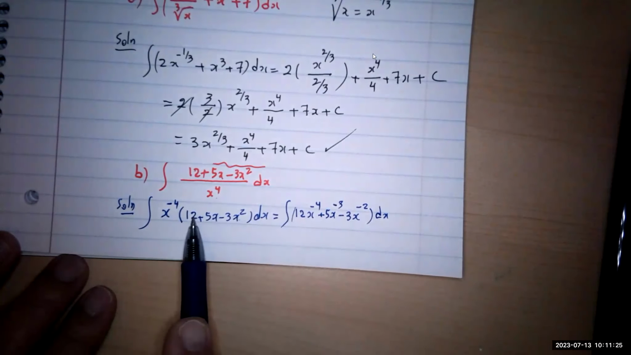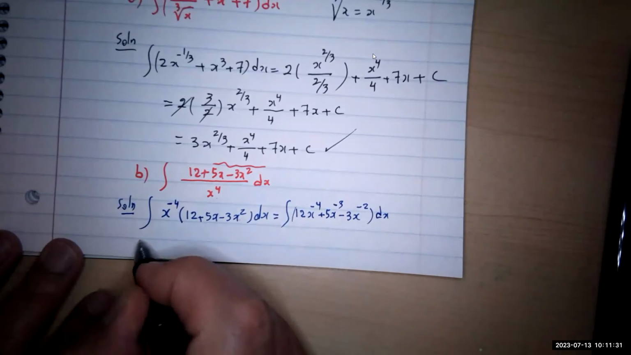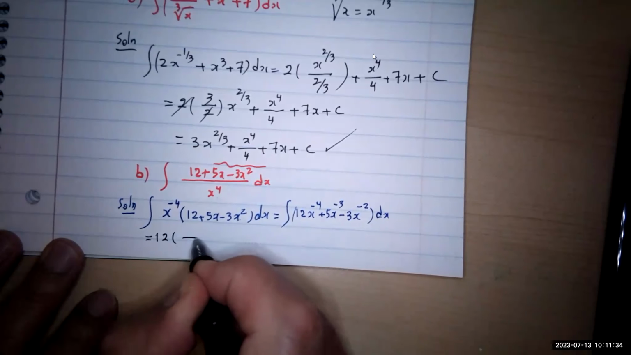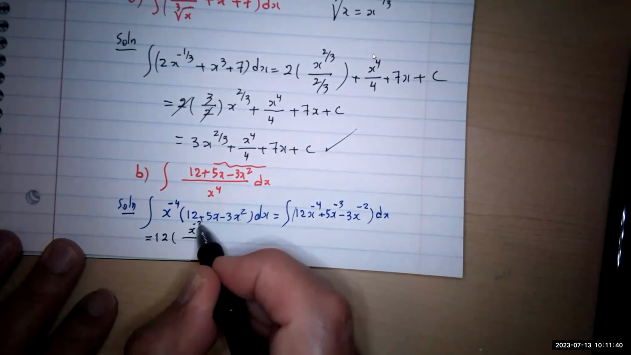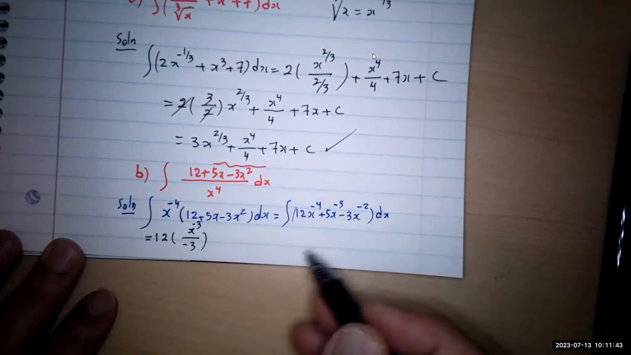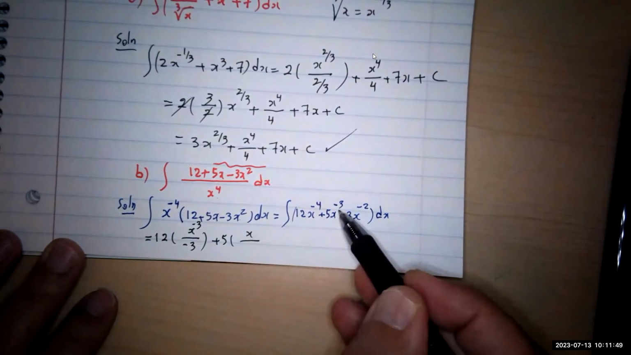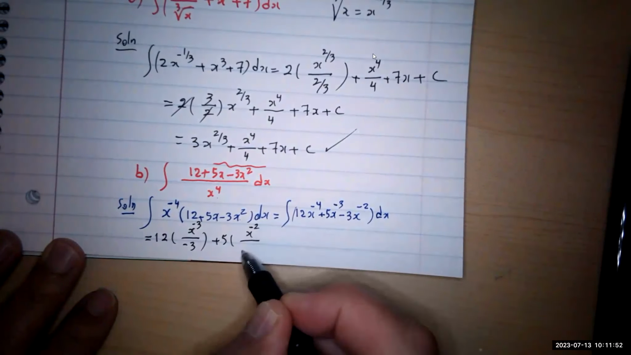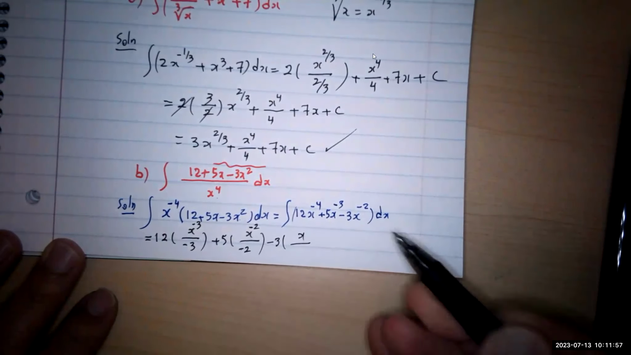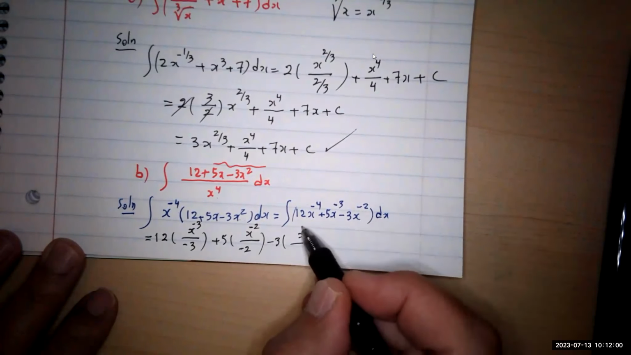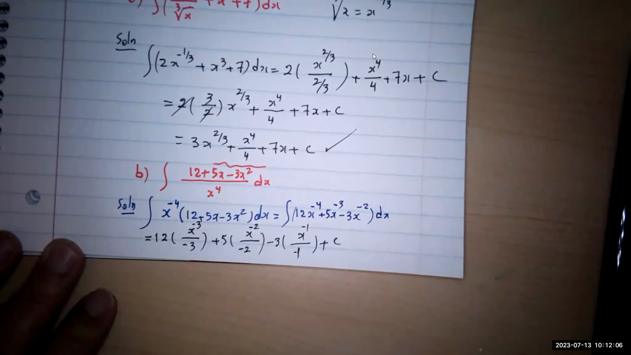Make sure you multiply by everything inside, not just the first one. The rest are just standard. We keep the 12 and we add the power: x to the -4 plus 1 would be x to the -3 over -3. That's the first one. Plus 5 times x to the -3 plus 1, it's x to the -2 over -2, minus 3 times x to the -2 plus 1, x to the -1 over -1, but add the constant c to get the general solutions.